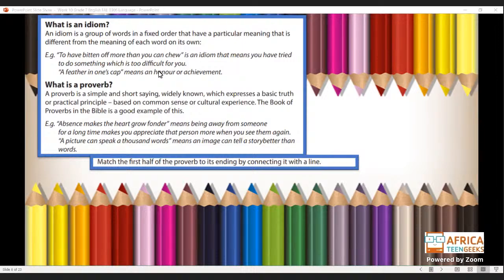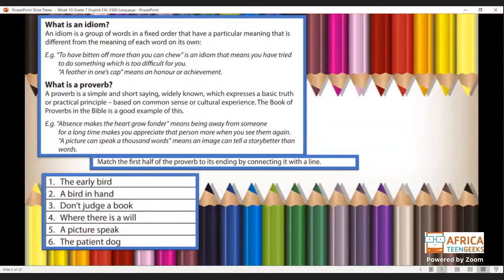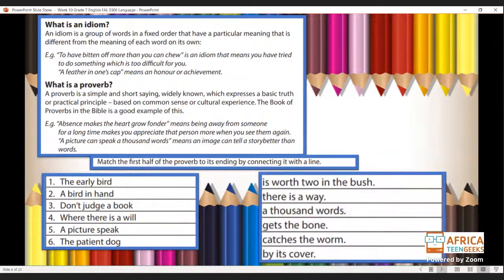Now let's see what you know and what you remember. I'm going to give you the first half of a proverb and the second half, and you need to connect it to its correct ending. Okay, so are you ready for this? So we have the first half of the proverb: the early bird, a bird in a hand, don't judge a book, where there is a will, a picture speaks, a patient dog. Now I have the second part: is worth two in the bush, there is a way, 1,000 words, gets the bone, catches the worm, by its cover. Now join number one with the rest of its sentence in the second column.